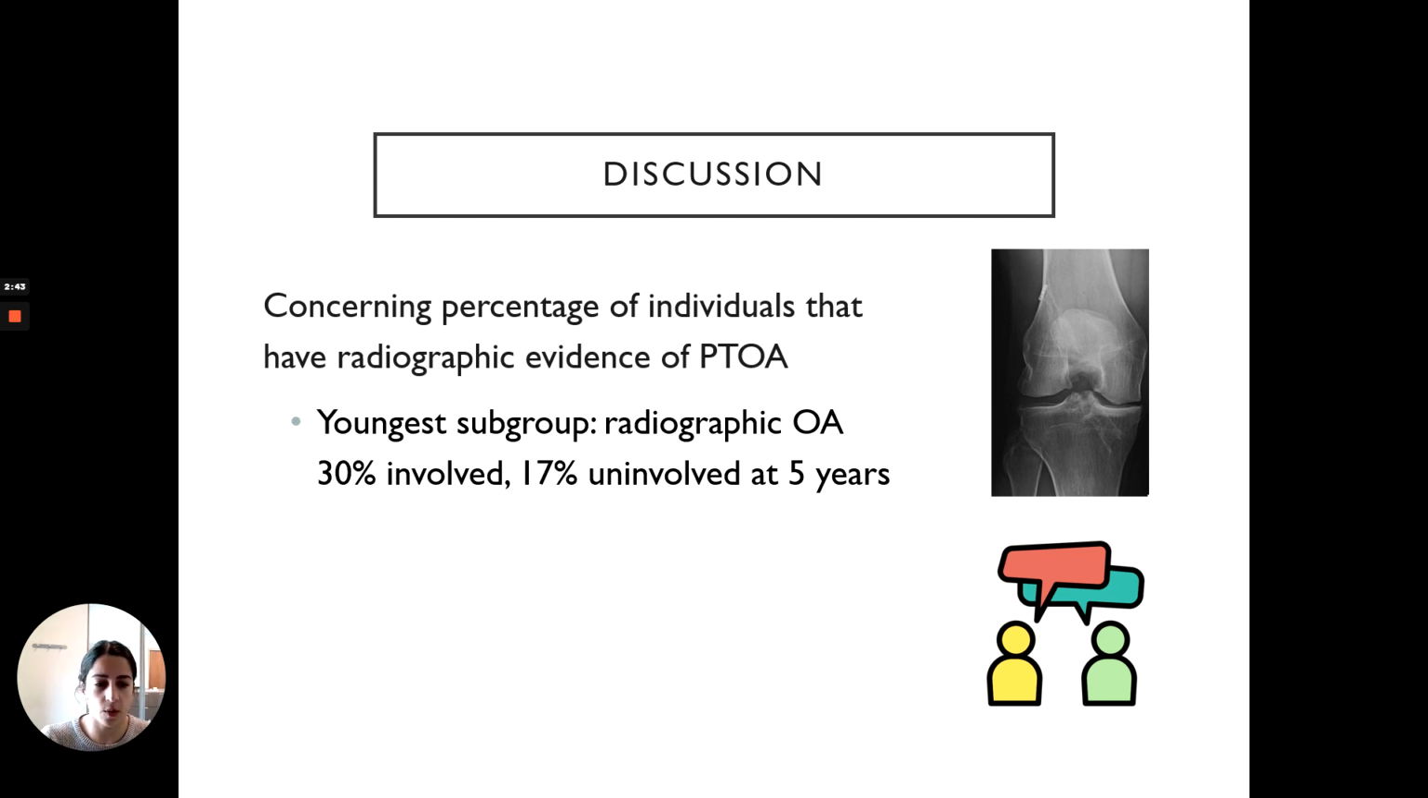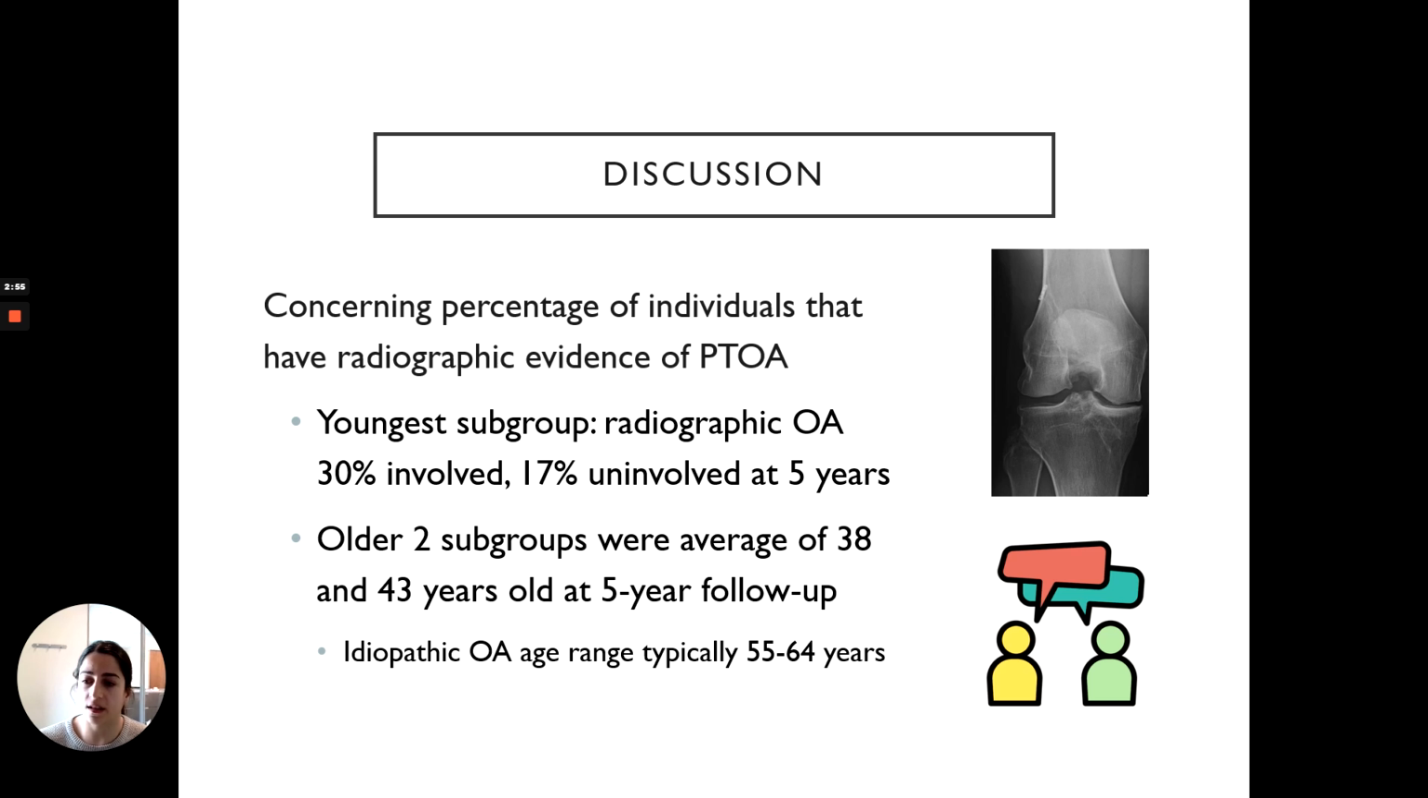While our youngest subgroup only had about 30% involved and 17% uninvolved knee OA at 5 years, they were only 23 years old at baseline, which has nearly 1 in 3 on track to develop knee OA by 30. And though it may be expected that the older 2 subgroups had the higher levels of OA, they were only 38 and 43 years old at the 5-year follow-up, so they're still developing post-traumatic OA far earlier than idiopathic OA, which is typically from 55 to 64 years old.